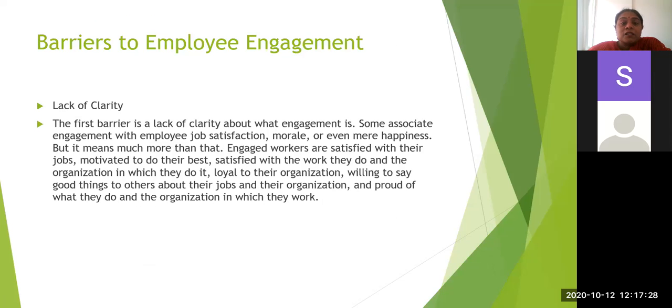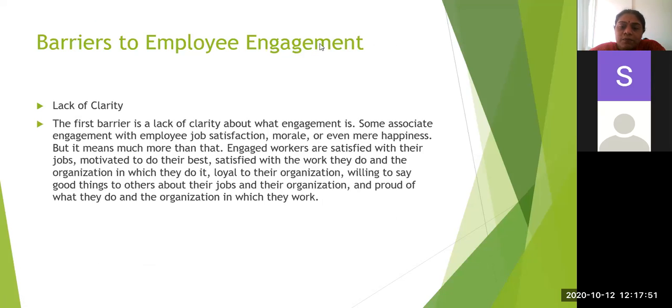Now, what are the barriers of employee engagement? It is very important that when management is thinking about how to improve employee engagement, there are certain barriers which may come from both parties. The first barrier is lack of clarity about what engagement is. Some associate engagement with employee job satisfaction, morale.